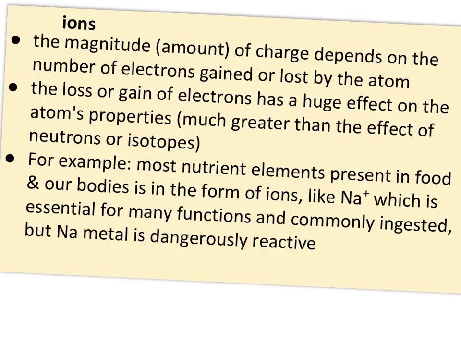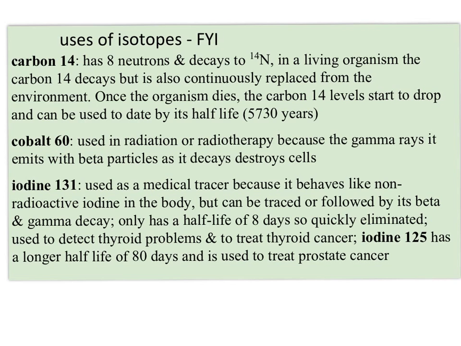For example, most of our nutrient elements, we need a lot of metals in our body, but we don't take them in their metallic form. Sodium, really important for most of our daily functions for the cells in our body. It's commonly ingested as sodium ion with sodium chloride or some other salt, but sodium metal would be very dangerous. It's dangerously reactive and not something we want in our bodies. So ions are hugely important within our bodies and most of our day-to-day lives.